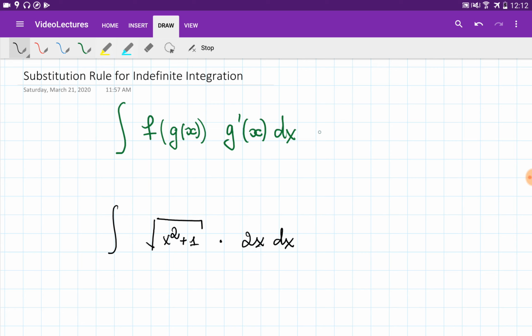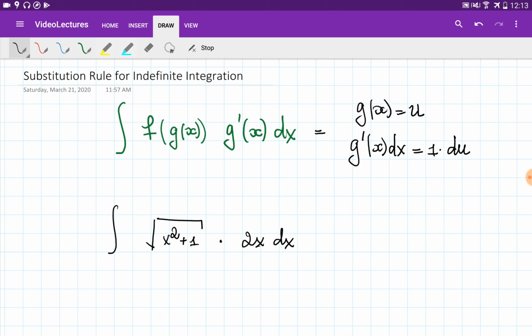So the general idea here is to denote g of x as the new variable u, let's say. Then we take the derivative of both sides. The derivative of g of x with respect to x is denoted as g prime of x multiplied by dx, because it shows us that we have just taken the derivative with respect to x. This is equal to the derivative of u with respect to u, which is equal to 1, right, multiplied by du, because we have just taken the derivative with respect to u.